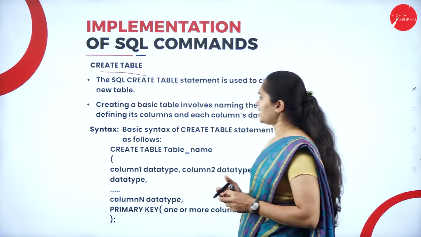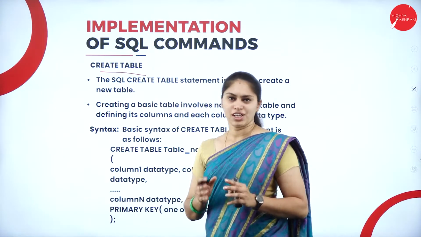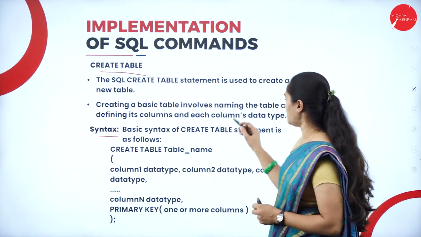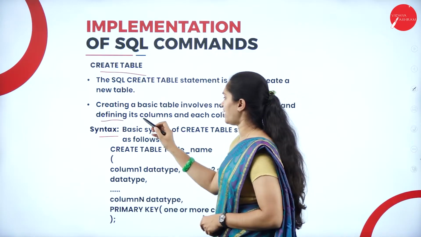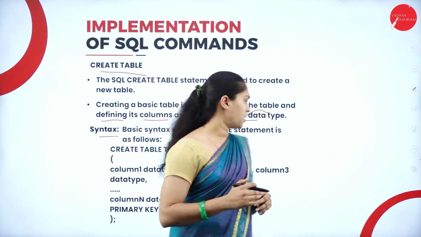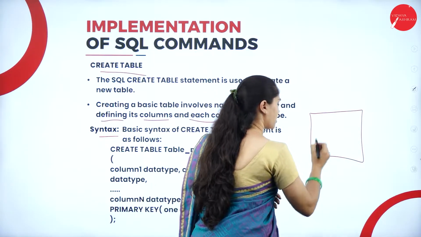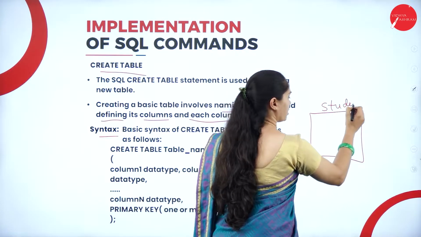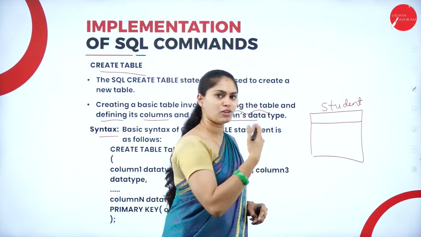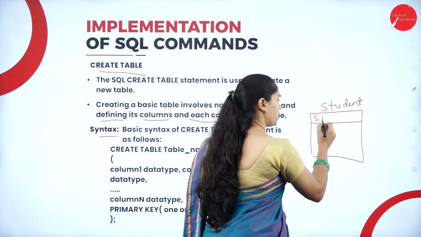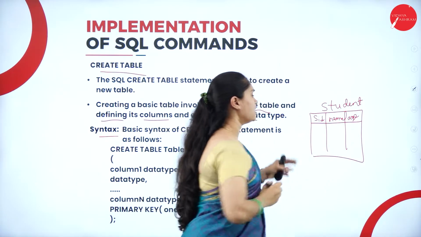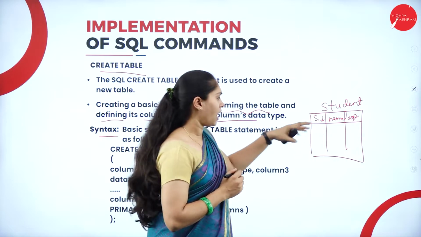When we are creating a table, it will form a new table. You can see the syntax here. Before that, when I am creating a table, it involves naming the table, and it defines its columns as well as each column's data type. So it is mandatory to give a name for a table. For example, consider that I am creating a table called student. What is the name of the table here? Student. And I want certain attributes for it, that means I have to take columns. Let me consider student ID, name, and then age or date of birth. So I have 3 attributes for the student table.